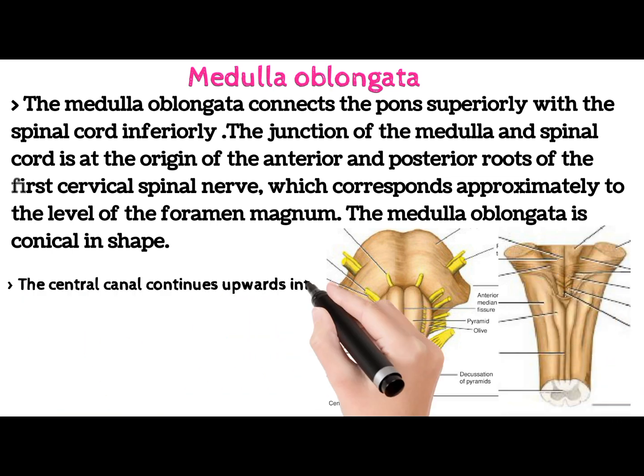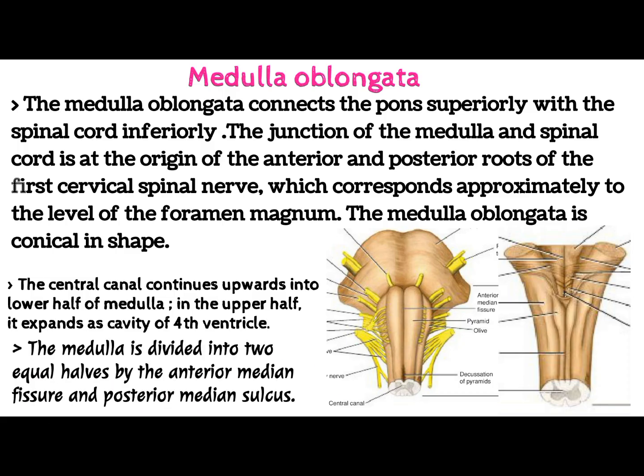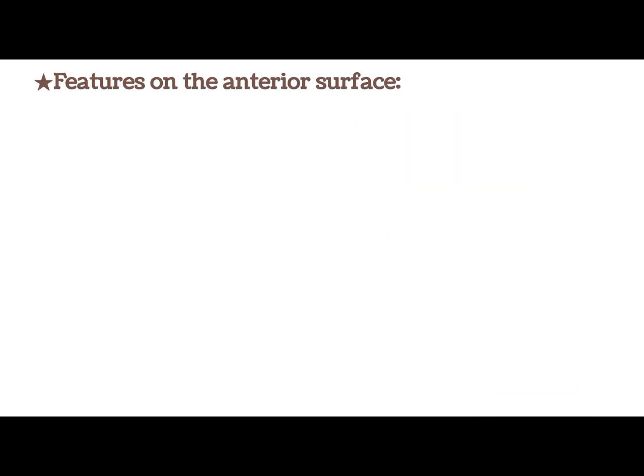the central canal continues upwards into the lower half of the medulla. In the upper half, it expands as the cavity of the fourth ventricle. The medulla is divided into two equal halves by the anterior median fissure and posterior median sulcus. Features on the anterior surface.